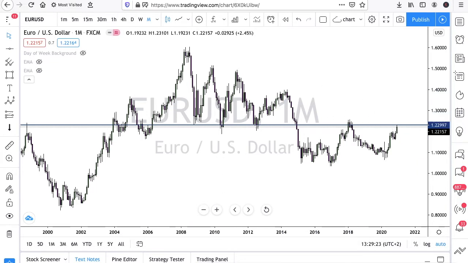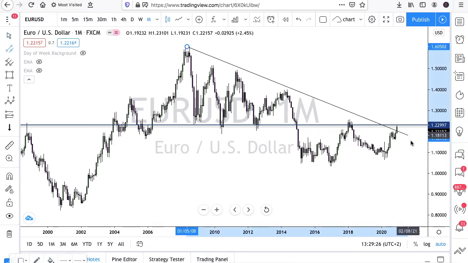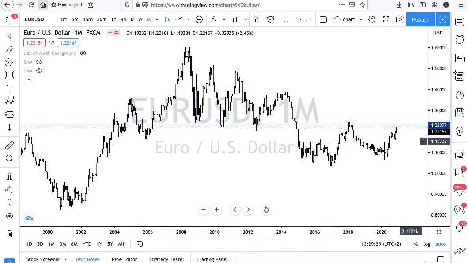If you want, you can add the trend lines, but I don't really like trend lines on higher time frames. We'll get to draw them on smaller ones.